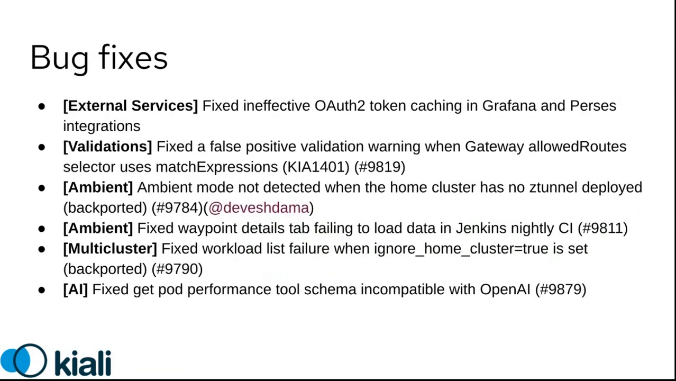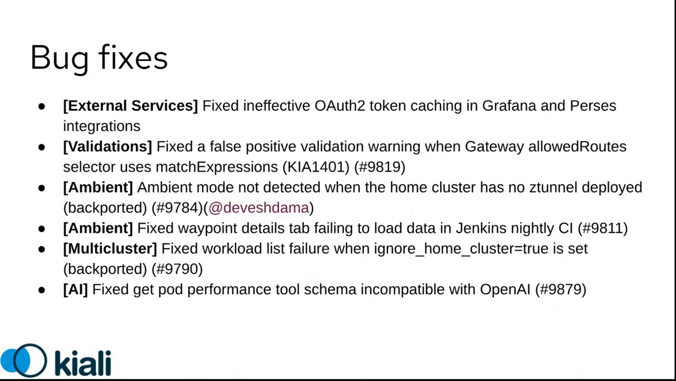Okay, so let's go now with the bug fixes. The OAuth2 tokens for Grafana and Perses weren't being cached properly. So every time a request was done, a new token was requested, which was very inefficient, and this was fixed.